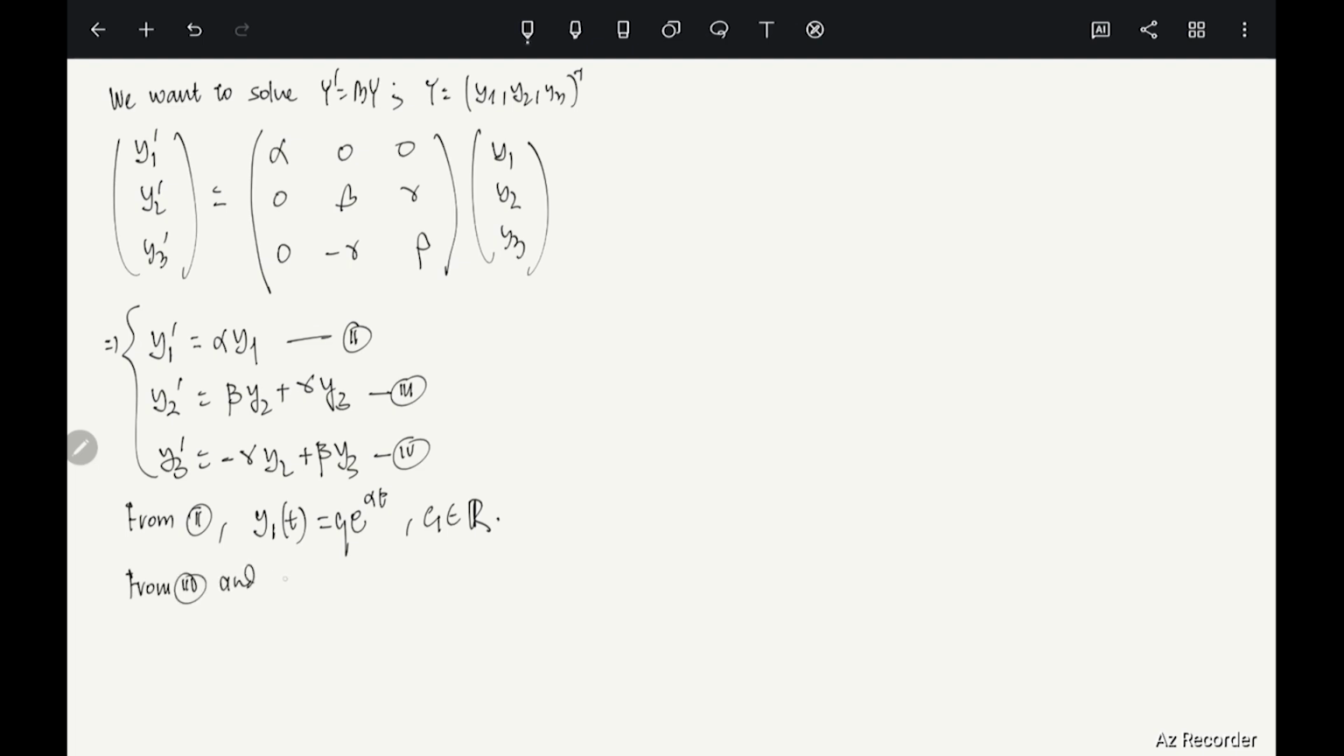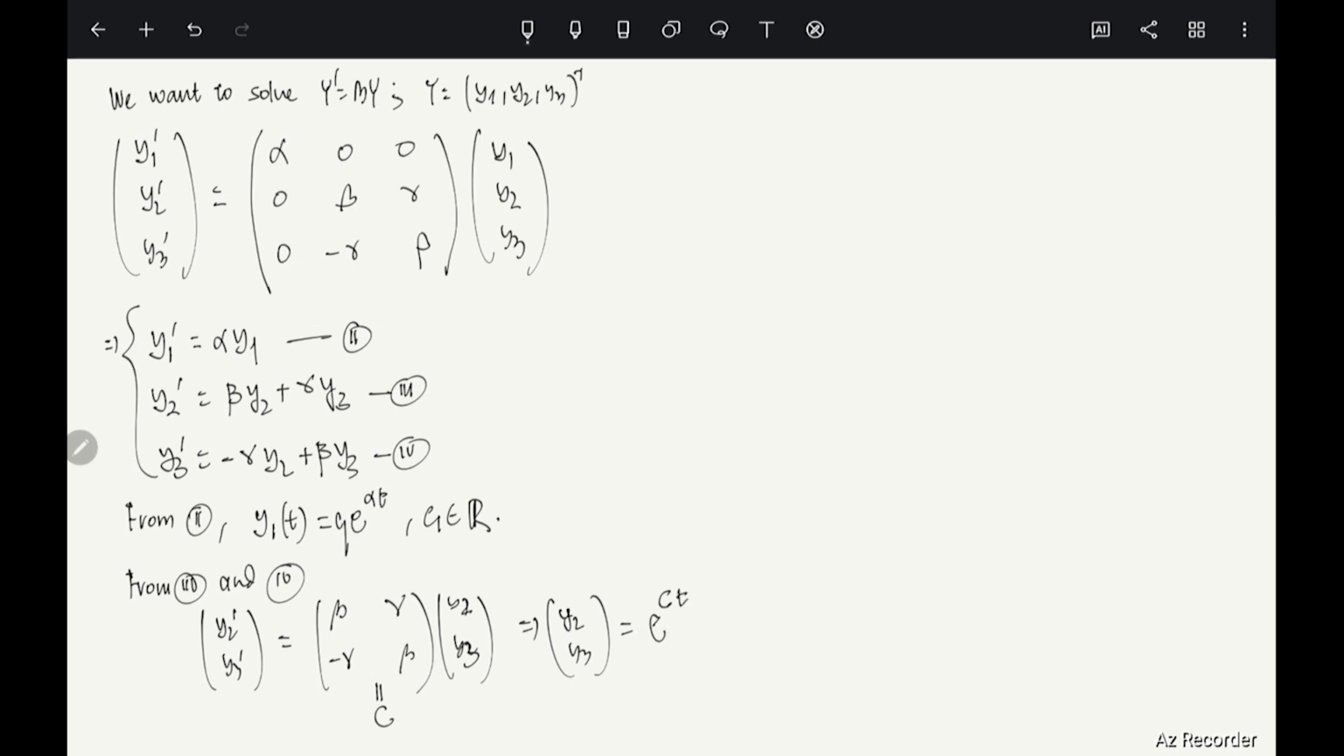if you think about it this way, this is a system of 2 cross 2 equations. There is no y1 involved here. So you have this system: y2 prime, y3 prime equals the matrix beta gamma minus gamma beta times y2, y3. So the solution for y2, y3 will be e to the power of this matrix. Let's call this matrix C, e to the power C times t. That will be the solution.